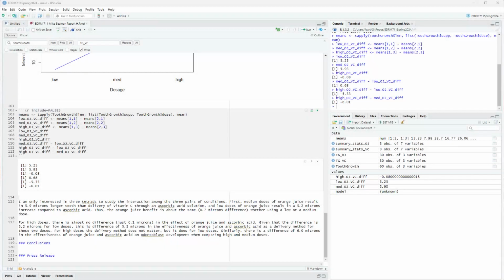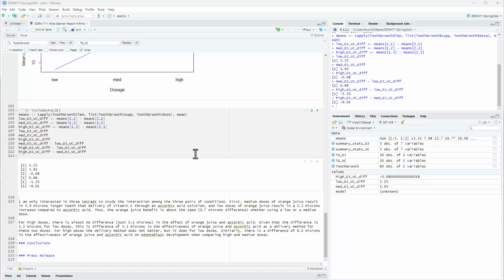I am in the process of working on a report to analyze the results from a two-factor study. The two factors in this case are the dosage of vitamin C, low, medium, and high, and the method of administration, whether it is a direct administration of vitamin C through ascorbic acid or indirect through orange juice. I've done the graphical displays and the descriptive analysis. Now I'm going to start looking at inference.